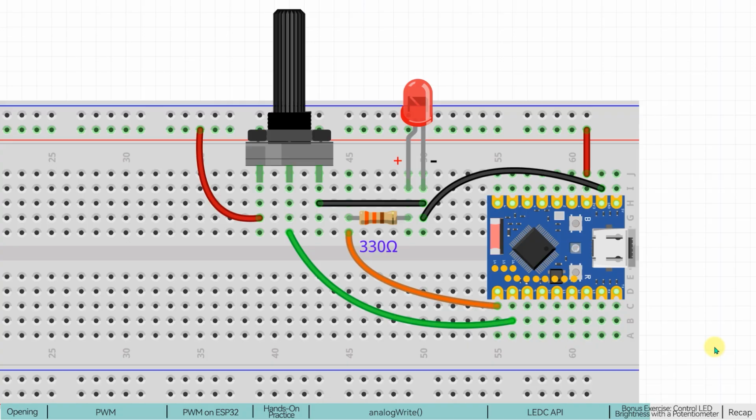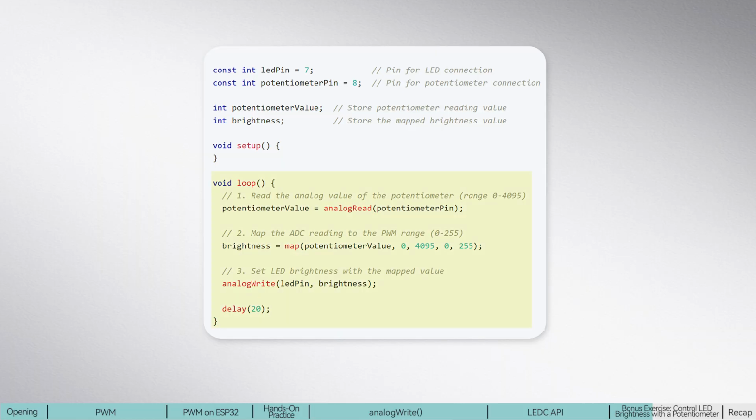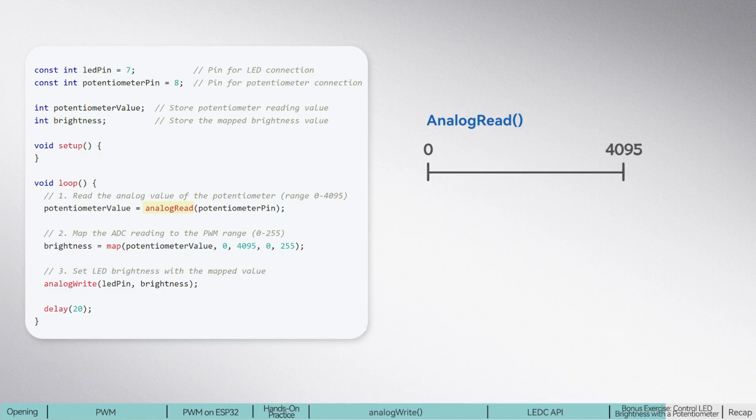After connecting the circuit, let's examine the code. The core logic is in the loop function. We first read the potentiometer value using analogRead. As we know, the ESP32S3's ADC is 12-bit, so the reading ranges from 0 to 4095. However, the analogWrite function expects a duty cycle range of 0 to 255. These two ranges don't match.